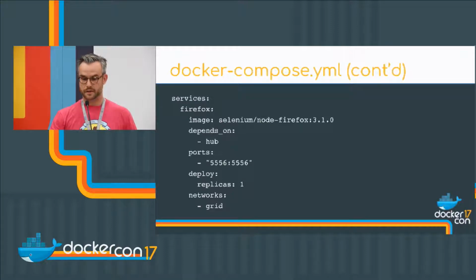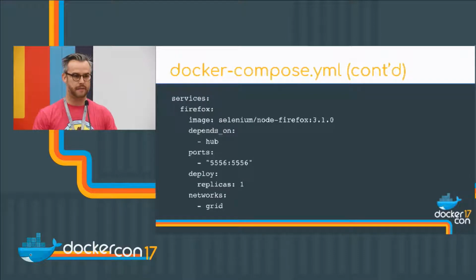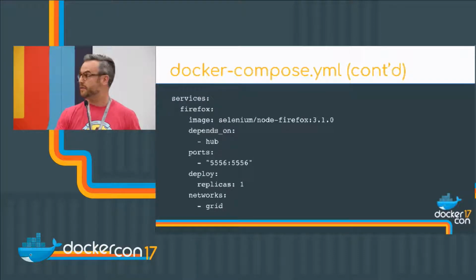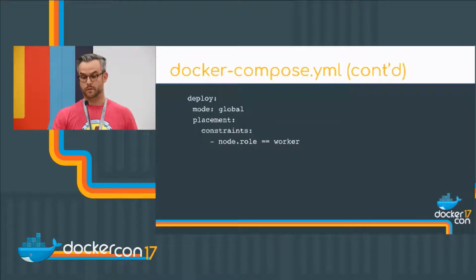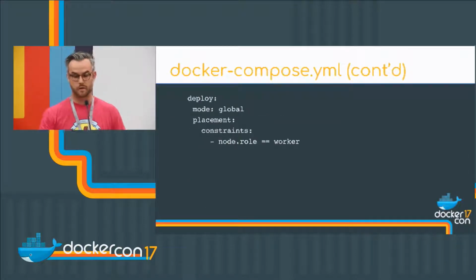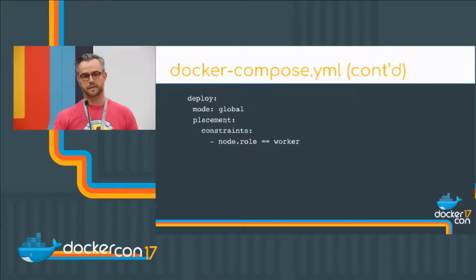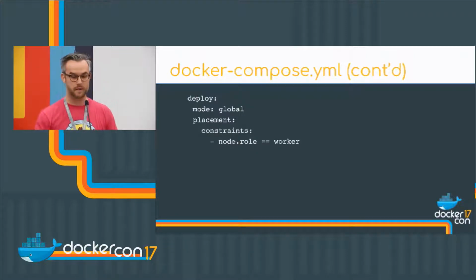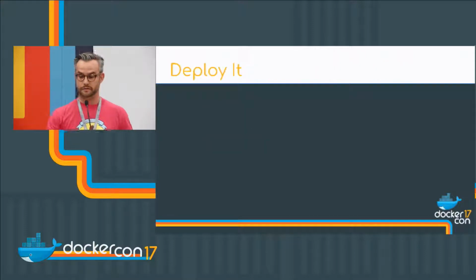So next thing, we'll also do the same for Firefox. It also has similar options, but with only one replica and also on the same grid network. Now we place some constraints when we run these so that they only run on the Docker workers instead of the Docker managers, since the tests can become pretty CPU intensive.